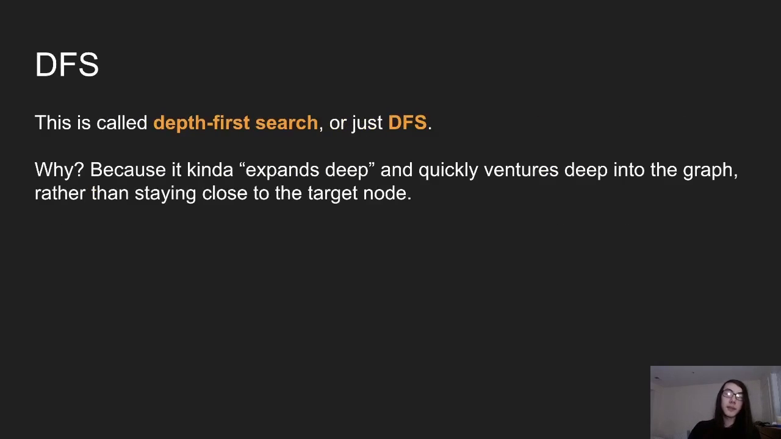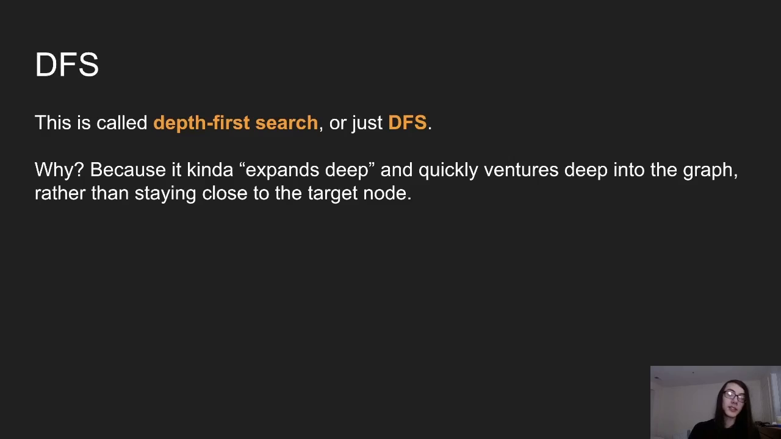Now, this is called depth first search, or just DFS, because compared to BFS, it won't visit all nodes at distance 1 and then distance 2, etc. It won't necessarily do that. It prefers to kind of go deep and will visit nodes of various distances, because instead of processing all its neighbors simultaneously like BFS, it processes the entirety of one neighbor and the entirety of one of its neighbors, etc., before moving on to the next neighbor. So it will quickly venture deep into the graph instead of staying close to the target node.